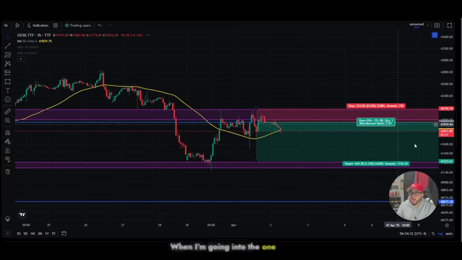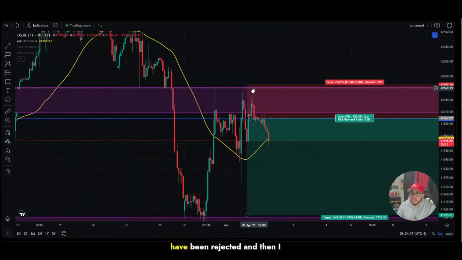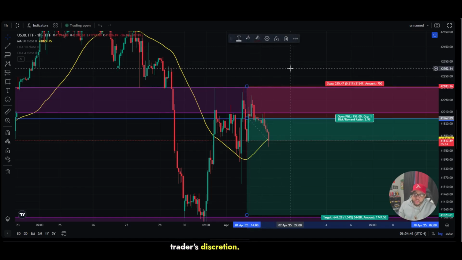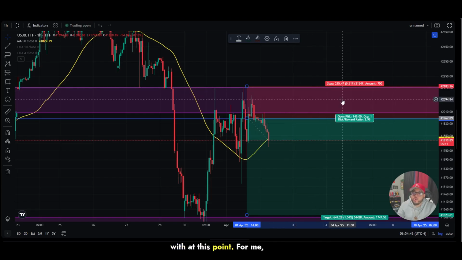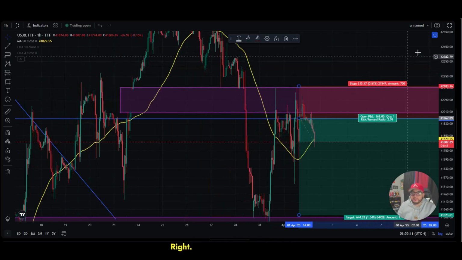Now, when I'm going into the 1 hour time frame, I can start marking it down a little bit. I would see that these areas have been rejected, and then I'll try to get the risk as low as possible. Obviously, this is at a trader's discretion, whatever you feel comfortable with. If I'm risking 215 pips, more than likely my lot size or contract size is going to be a little bit lower, because I'm risking more than I'm comfortable with. I like to risk anywhere from 100 pips on stop loss, and that's about it. If I lose 100 pips in a day, it is what it is. I'll probably try to break it down into 2 trades, depending on how the day goes, right?